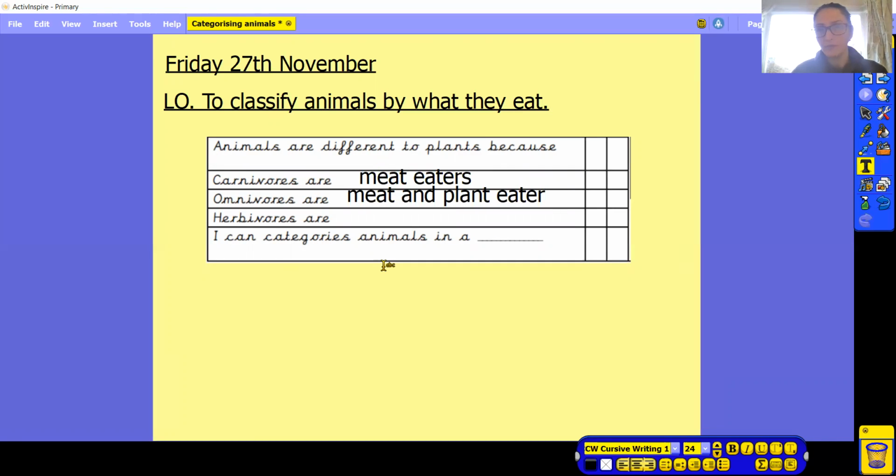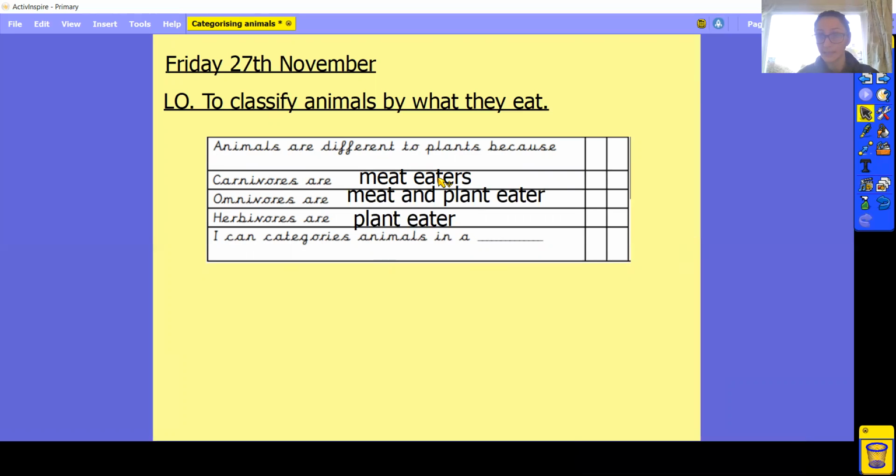And a herbivore, right, let's have a think. We've got a herbivore. So, yes, you're totally right. A herbivore is a plant eater. They only eat plants. So we've got carnivore is a meat eater, an omnivore, a meat and plant eater, and we've got herbivores, which is just a plant eater.